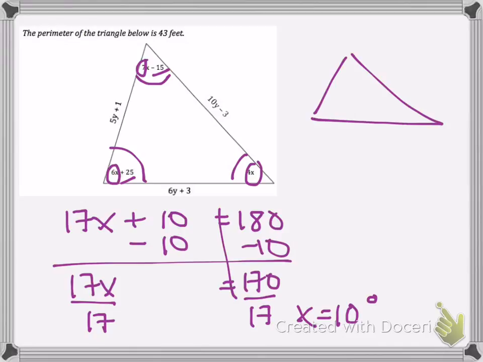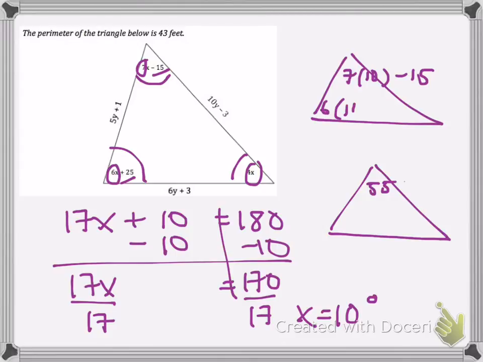If I plug that back in, up here I'm going to have 7 times 10 minus 15, which means that, oh, that's a beautiful 15, isn't it? That angle is going to be 70 minus 15, that's 55 degrees. Over here I have 6 times 10 plus 25. That's going to make this one 85 degrees. And in this angle right here, I have 4 times 10, which is a nice, easy 40 degrees. And that's how you do that one.